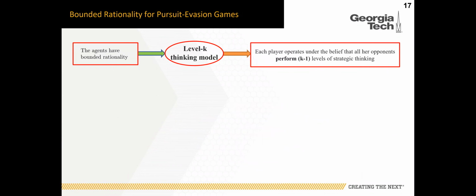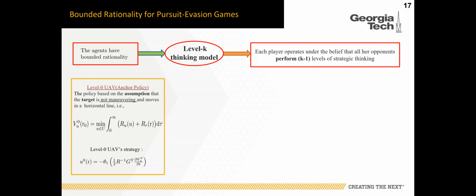Okay, so now, as I said, I don't want to solve this as a Nash game where everybody has infinite rationality, but I want to do it as if the UAVs have bounded rationality, okay? So in other words, you can think you have multiple pursuers, multiple evaders, and all of them have different levels, different models, and so forth. So each player in the game will operate under the belief that all other pursuers or evaders perform K-1 levels of strategic thinking, okay?